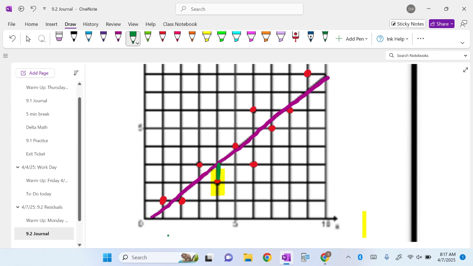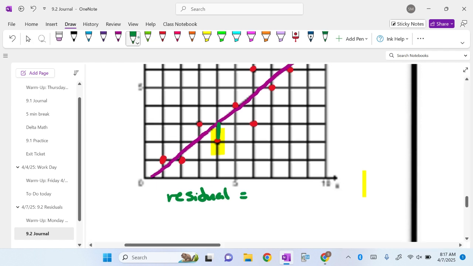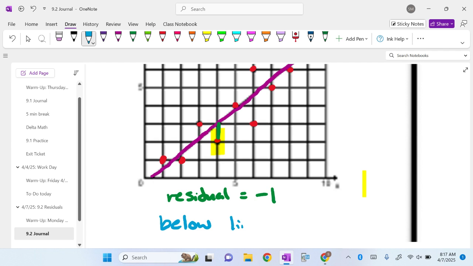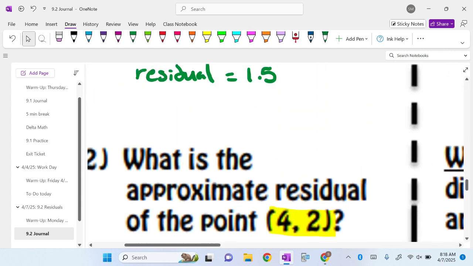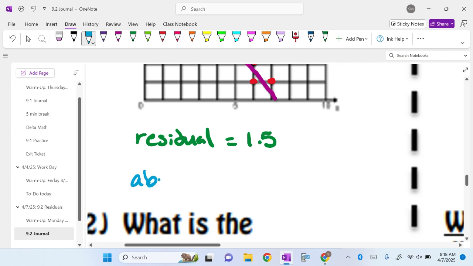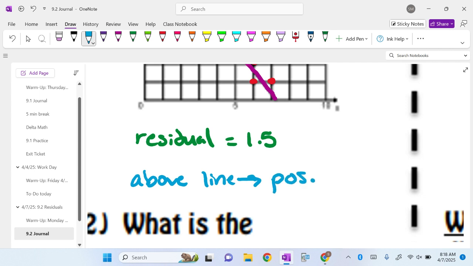All right. So our residual in this case is equal to -1. So again, if the point's below the line, that means it's negative. But if we look at the first one, if it's above the line, that means it's positive. And we'll show why that is in a second.